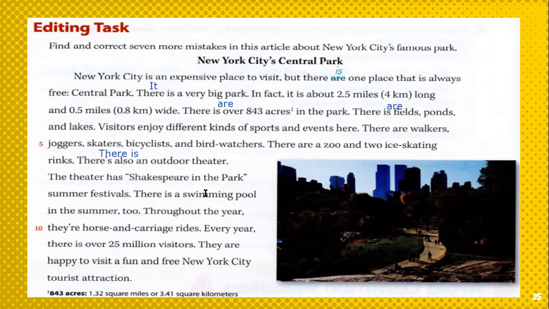The theater has Shakespeare in the Park, summer festivals. Yes, there is a swimming pool in the summer too. Throughout the year there are, in that case, yes. Okay, this one, we don't use there is for horse carriage rides. So we use there are in that case. Every year there is over 25 million visitors. In that case it's singular, but we correct the mistake, it is plural. There are over 25 million visitors. They are happy to visit a fun and free New York City tourist attraction.